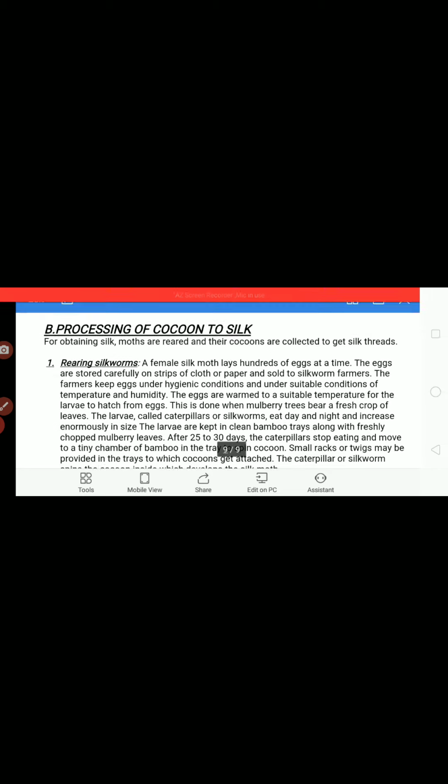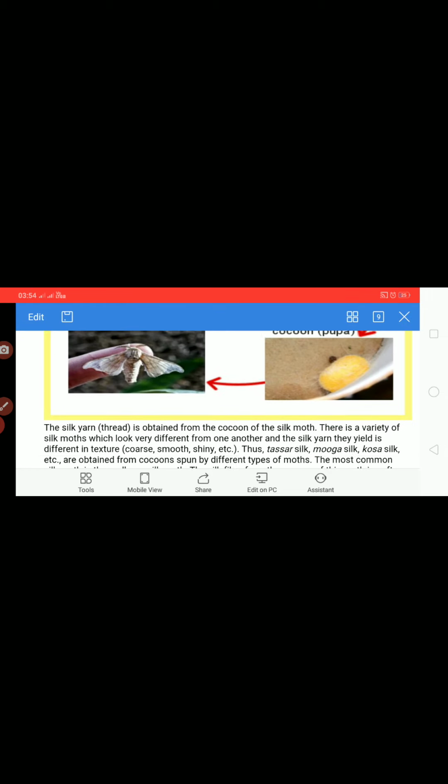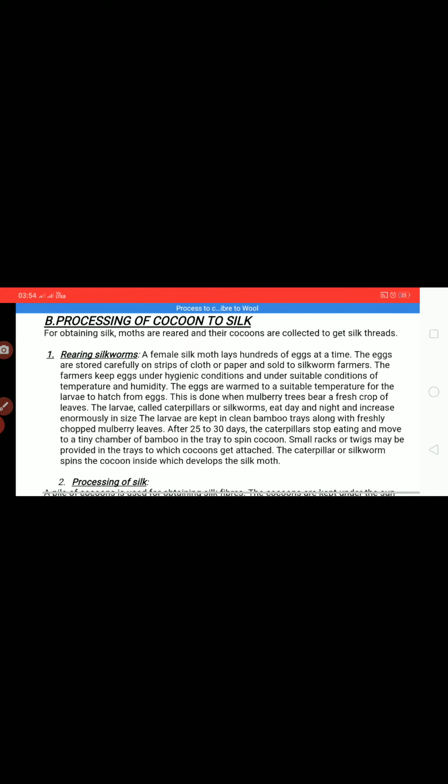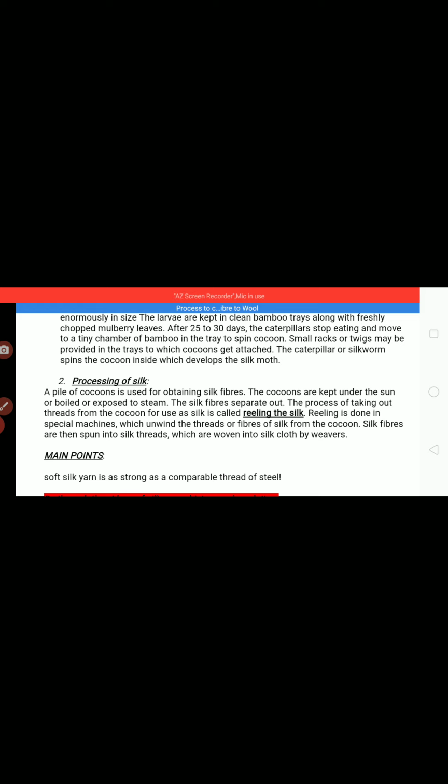Step 2 is processing of silk. From the cocoon, the pupa will come out. See this cocoon: the silk moth is converted to an adult silk moth and comes out. The cocoon is remaining. Like this, so many cocoons will be there, hundreds of cocoons. A pile of cocoons is used for obtaining silk fibers. Cocoons are kept under the sun, or boiled, or exposed to steam. The silk fiber separates out.